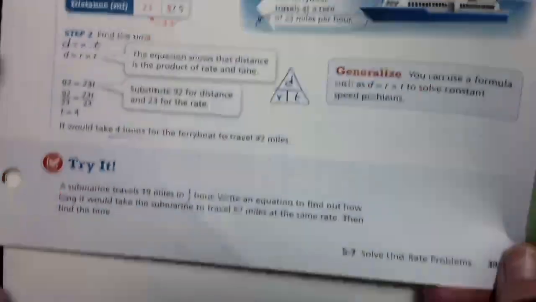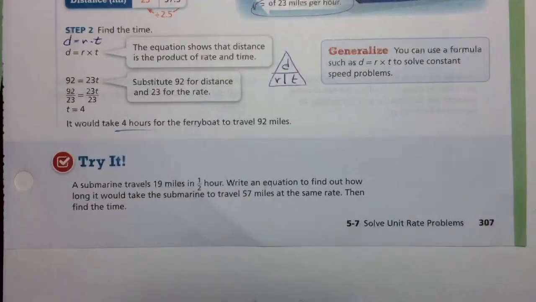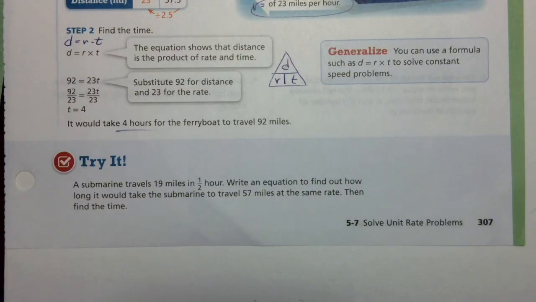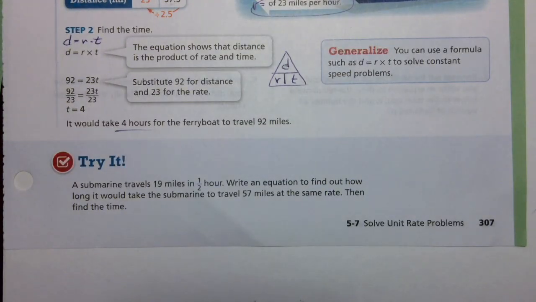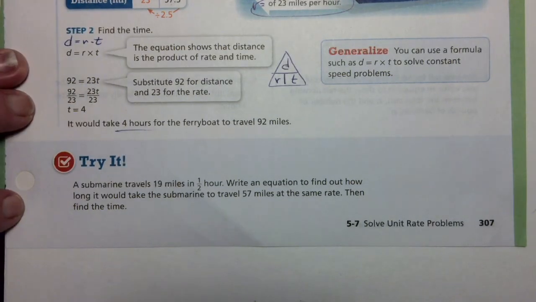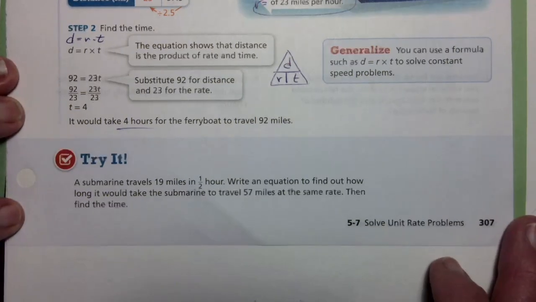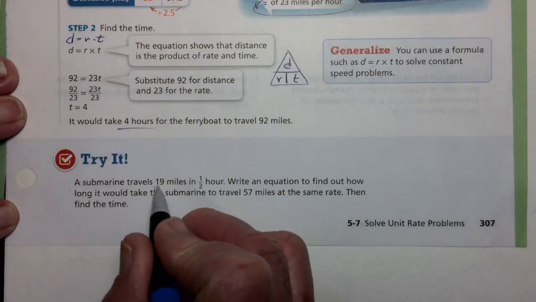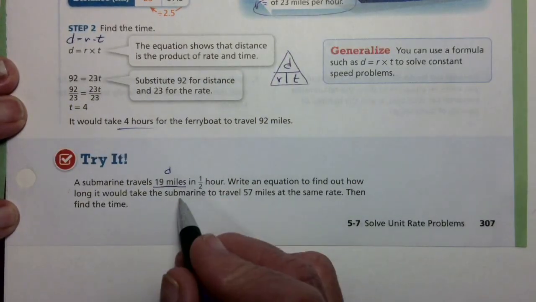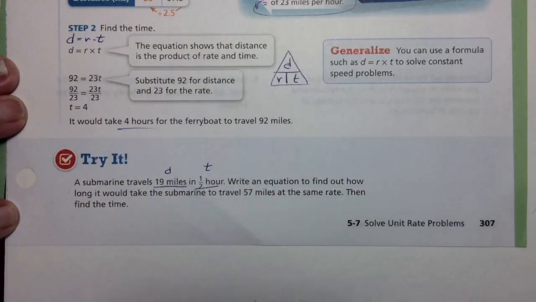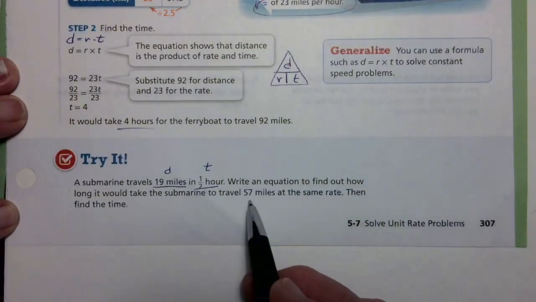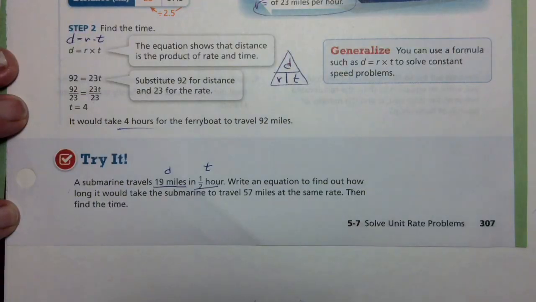All right, let's look at the try it. Be reading it. All right. Make sure when you're reading it you pay attention to what is distance, what is rate, and what is time. A submarine travels 19 miles. That's a D. In half an hour. That's a T. Write an equation to find out how long it would take the submarine to travel 57 miles at the same rate.